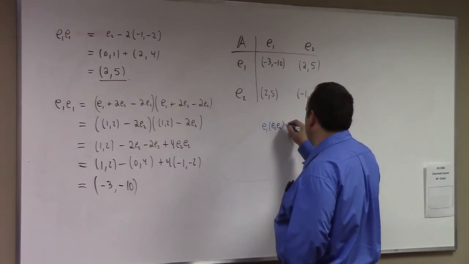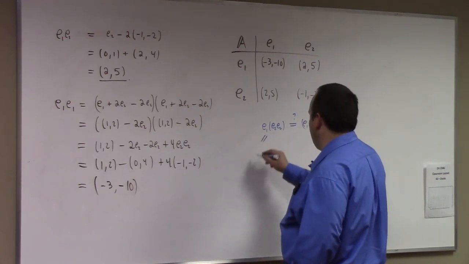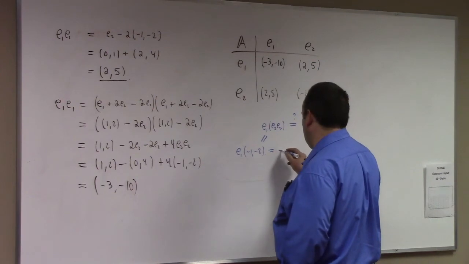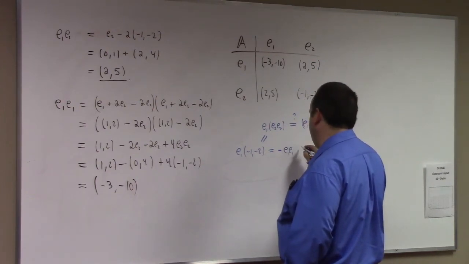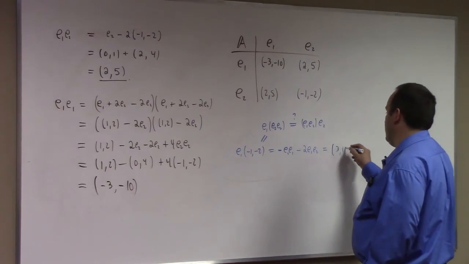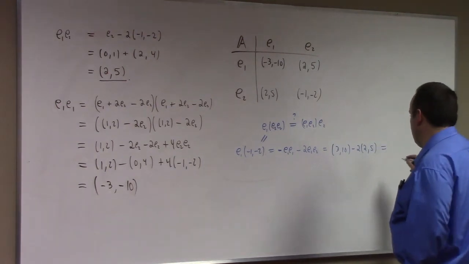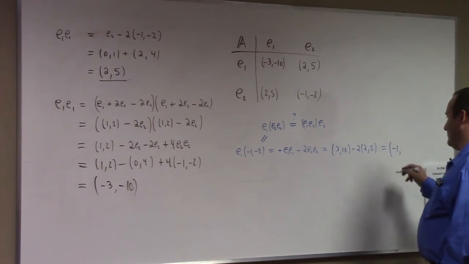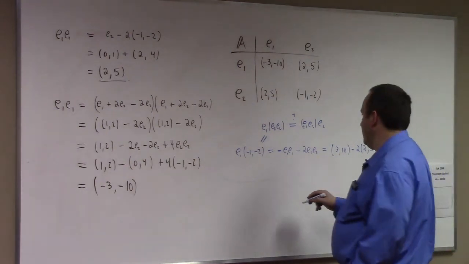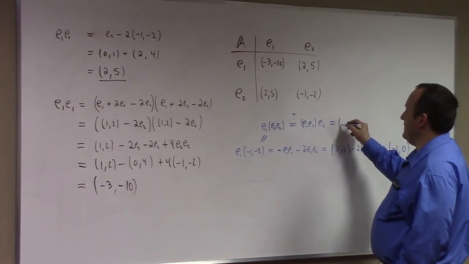I should try E1, E2, E2 versus E1, E2, E2, right? So we got E1 times minus 1, minus 2, which is minus E1, E1, minus 2, E1, E2, which is apparently minus 3, minus 10, minus 2 times 2, 5, which is giving us minus 1, 0. All right. And on the other hand, this one, if we calculate that way, we've got E1, E2 is 2, 5.